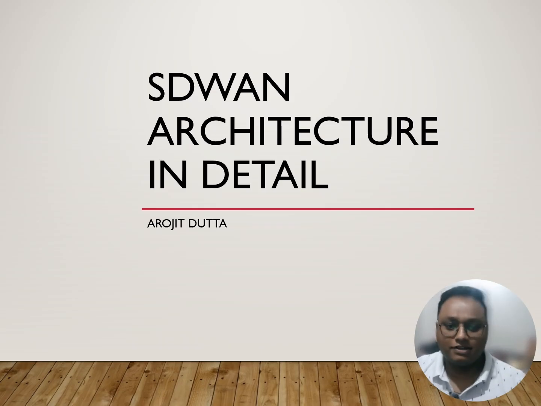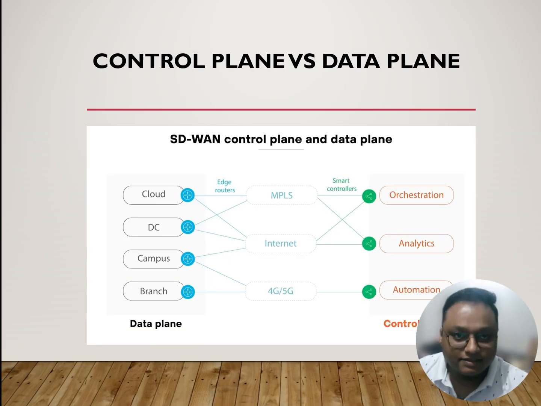In the last video we discussed SD-WAN architecture, the different components of SD-WAN and the different types of planes in the architecture. So today we'll start with the difference between control plane and data plane, and then we'll go further. So chalo, let's start. On this slide we'll discuss the difference between control plane and data plane.